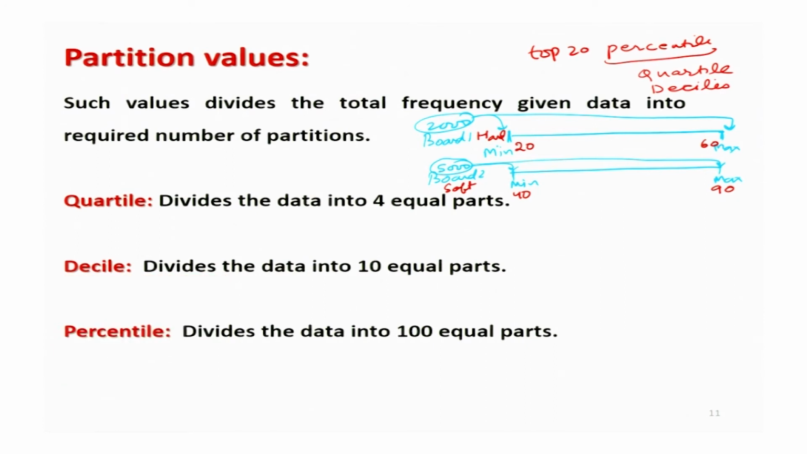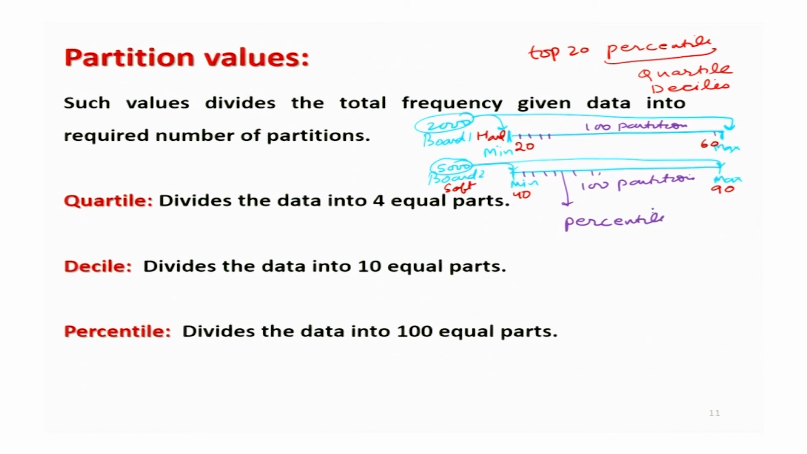So what we can do here is divide the difference between the minimum and maximum marks into equal parts. This can be 4, 10, 100, or anything you want. Suppose I make 100 partitions: 1, 2, 3, 4 up to 100, and similarly in this case also 100 partitions. Each of these partitions is called a quantile, and when you make 100 partitions, every partition is called a percentile.